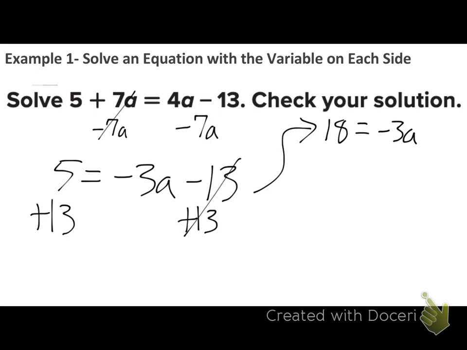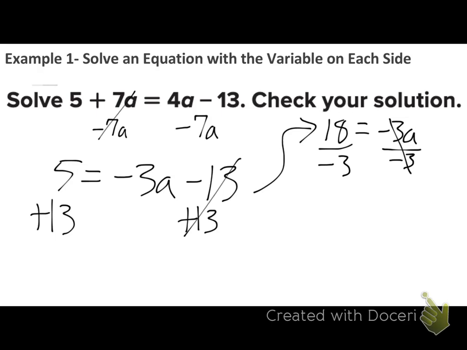Now I can start isolating my variable. So what number's on the same side as a? Negative 3. What's the operation going on between negative 3 and a? Multiplication. What's the inverse of multiplication? Division. So I'm going to divide by negative 3, cancel it out, and do the same exact thing to the other side.